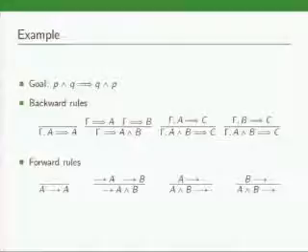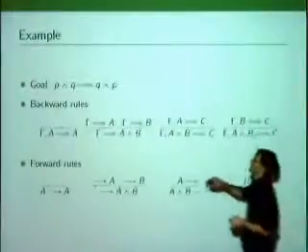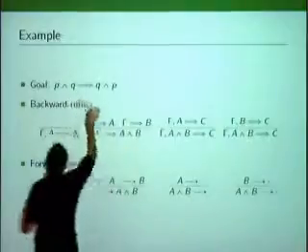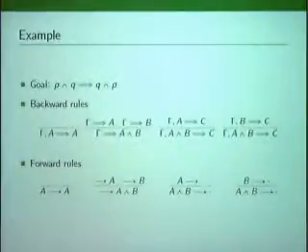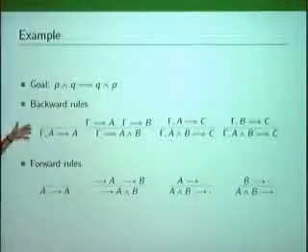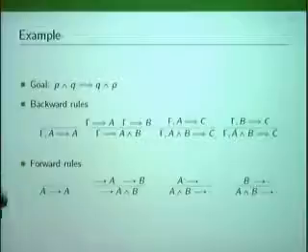Okay. So we can just step through a quick example to see this in action. So we're trying to prove P and Q shows Q and P. Okay, so these are the sequent calculus rules for the backwards calculus, and here are the forwards calculus rules that are derived from them.